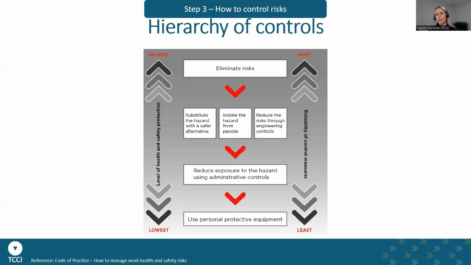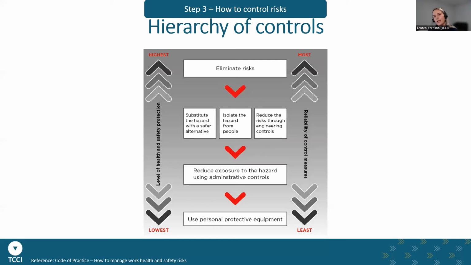So let's say you can't do any of those three. You then move down to reduce the exposure to the hazard using admin controls. So admin controls can be lockout, tag out, signage, training, just telling people, hey, be careful, there's a trip hazard over there. These are all admin controls. And then finally, you've got PPE. And PPE is personal protective equipment, so masks, safety glasses, safety shoes, high vis, chemical PPE, that's all examples of PPE.